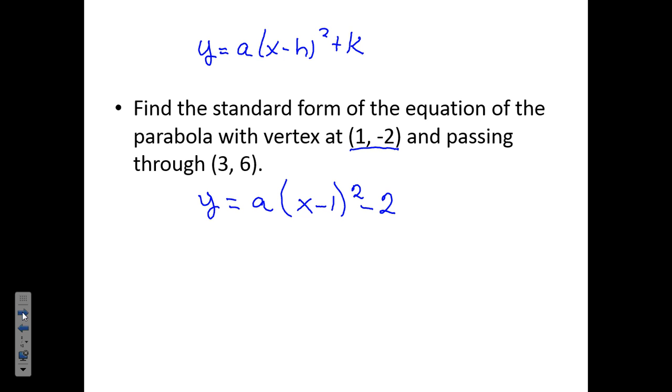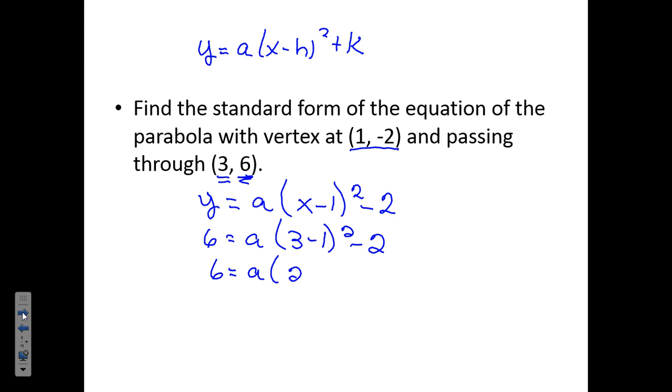So we've almost got it, right? The only thing we're missing is a. So what can we do to try to figure out what a is? Plug it in. Yeah, plug in points. We have our y here, 6. We have our x here, 3. And then follow our order of operations. We need to make sure that we subtract first.